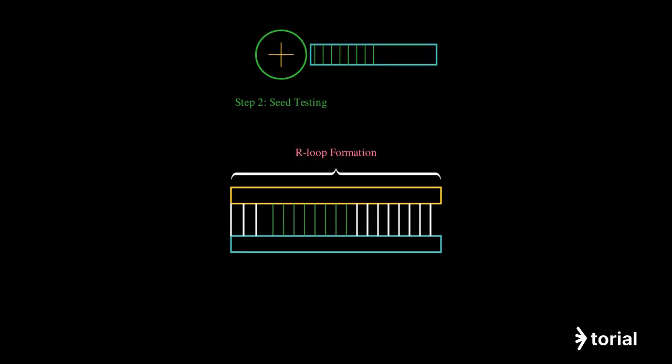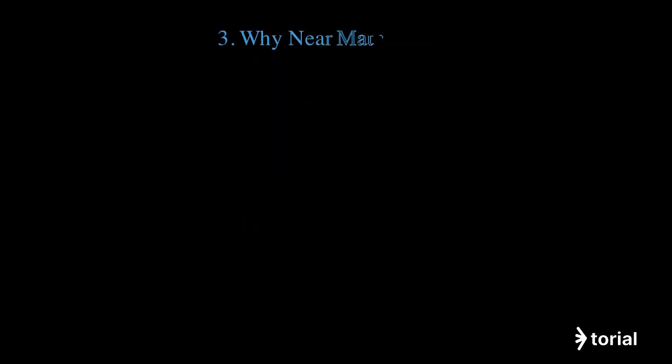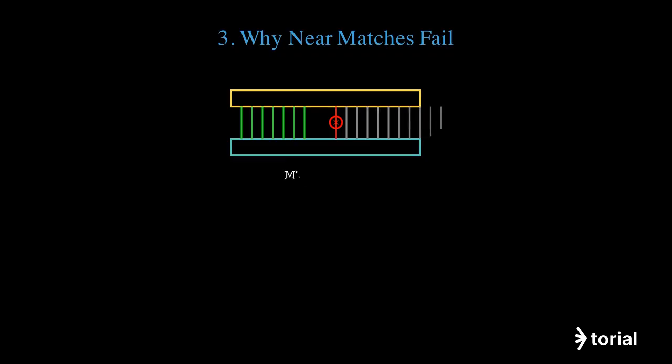target DNA. Now let's understand why sequences that are almost identical still get rejected. A single mismatch in the seed region creates structural distortion that prevents R-loop formation, causing Cas9 to dissociate immediately. The binding energy of a perfect match is much greater than a mismatch, making the interaction thermodynamically unfavorable.